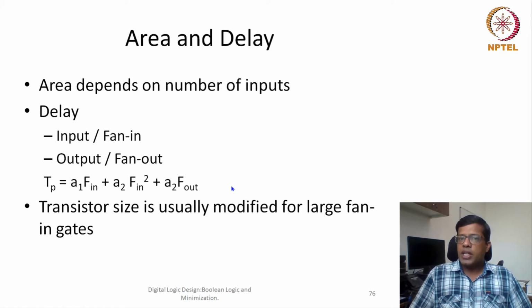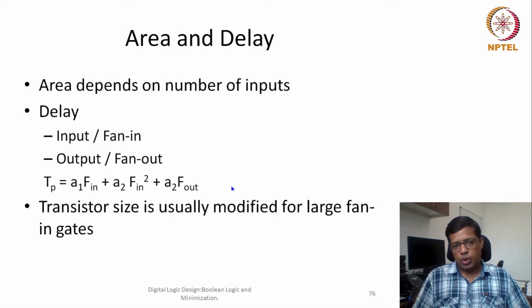Now the second part is delay. If we know the delay of each gate, then we can also find out the delay of the whole expression or whole logic we are implementing. For one particular gate, the delay depends on how many inputs there are, and how many other gates the output is going to. There are equivalent terms: fan in means how many inputs there are, and fan out means how many other gates a particular output is going to as an input.